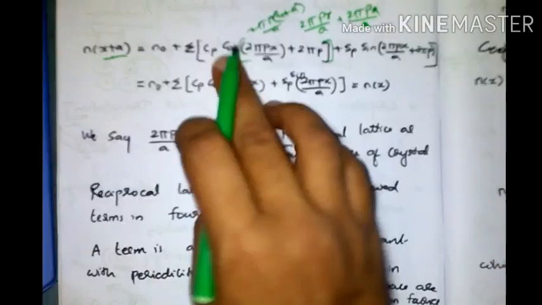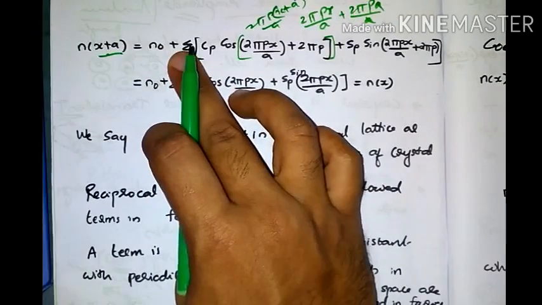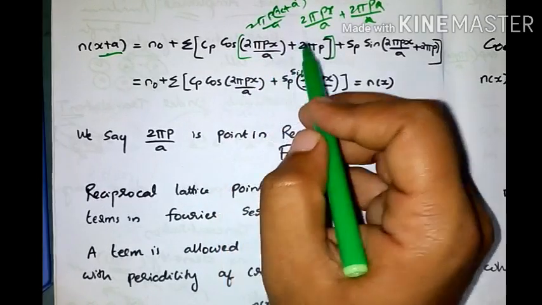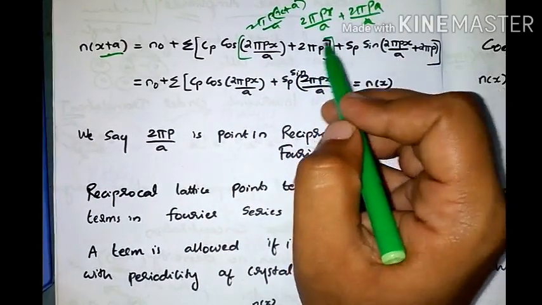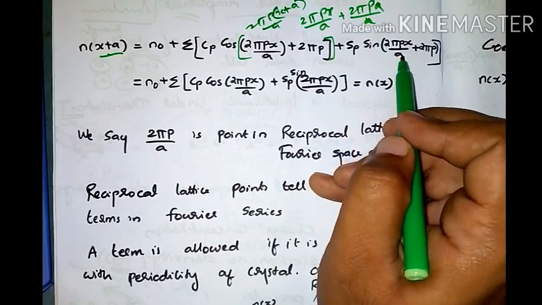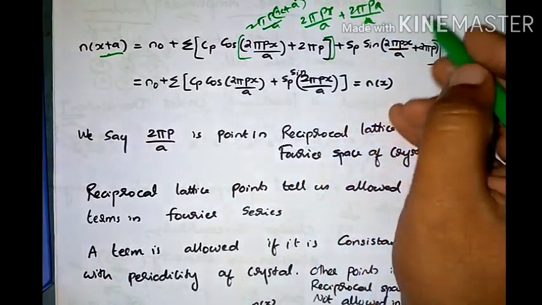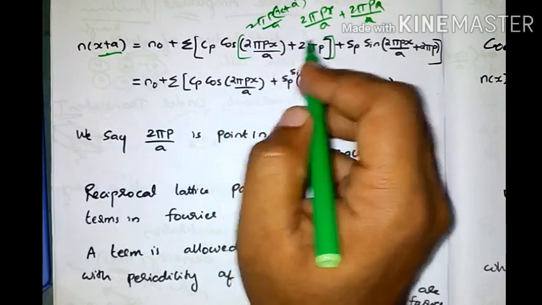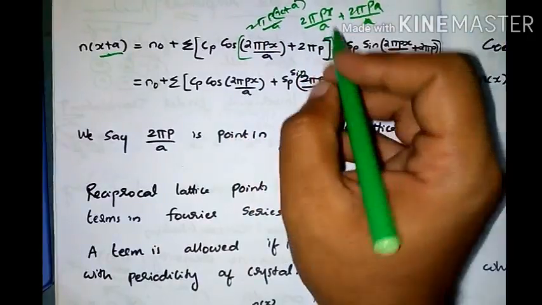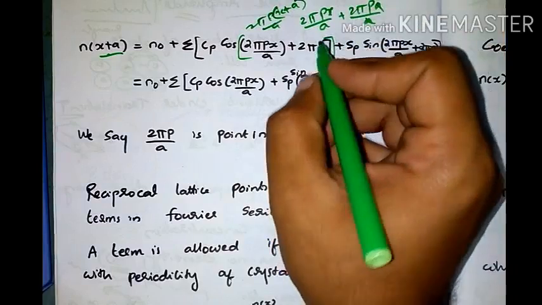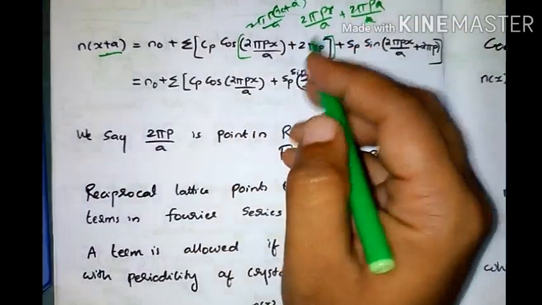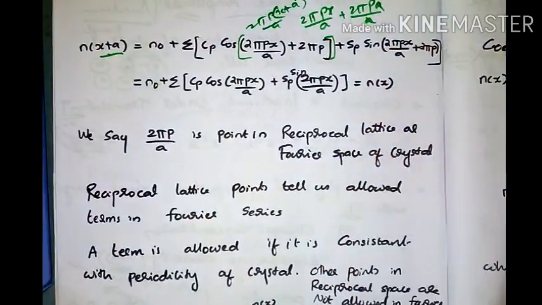So n0 plus the summation of Cp cos of 2 pi px by a plus 2 pi p, plus Sp sin of 2 pi px by a plus 2 pi p. And we know that since p is an integer, we don't have to bother about the 2 pi p. Cos of theta plus 2 pi is cos theta only, and sin of theta plus 2 pi is sin theta only.